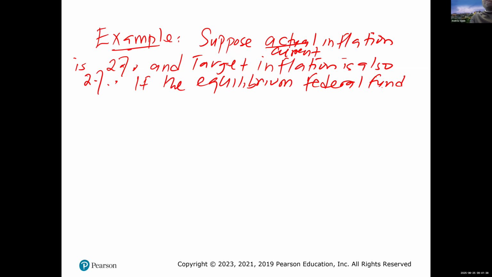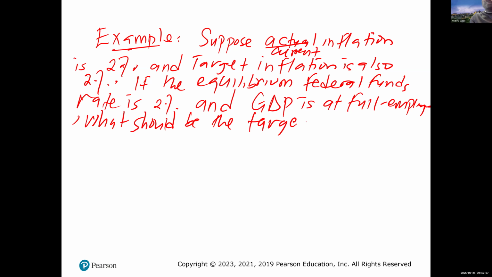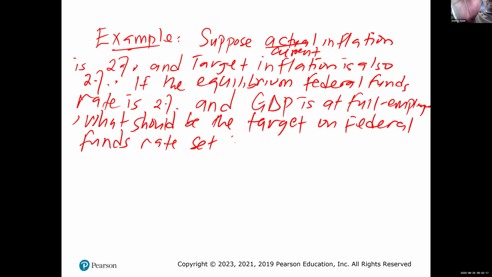If the equilibrium federal funds rate is 2% and GDP is at full employment, okay, what should be the target on the federal funds rate set by the Fed according to the Taylor rule?